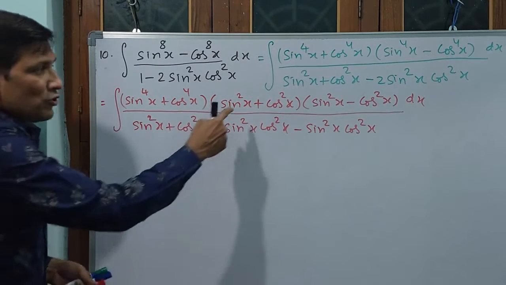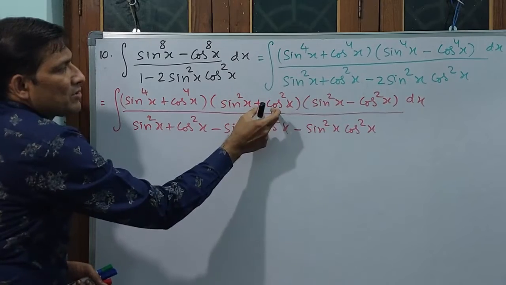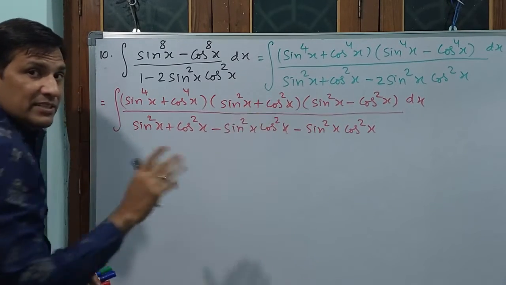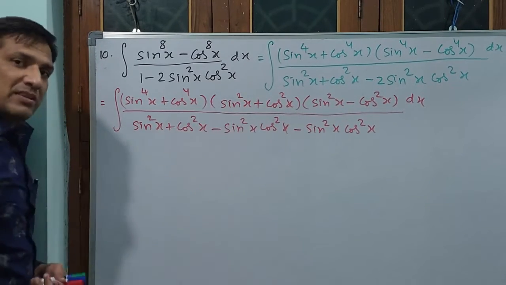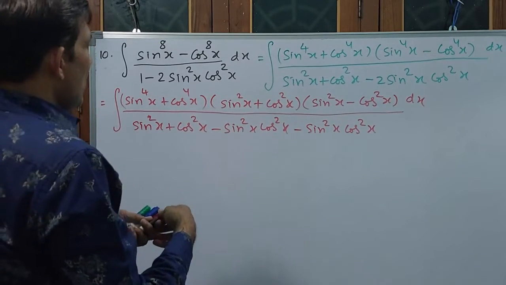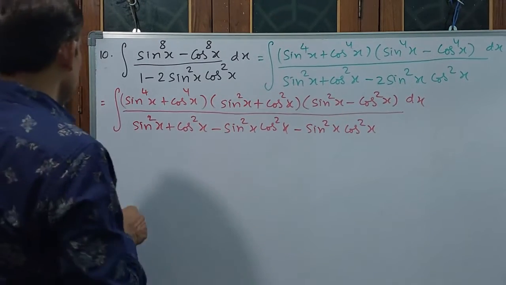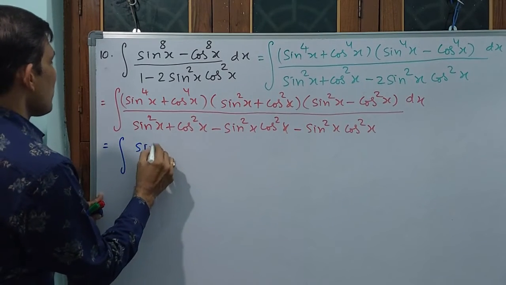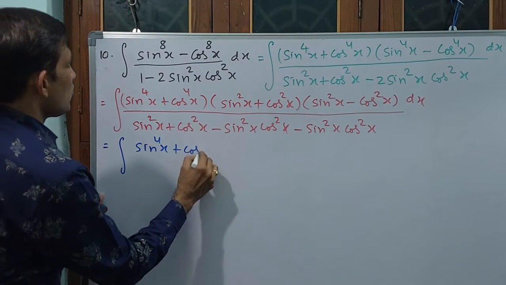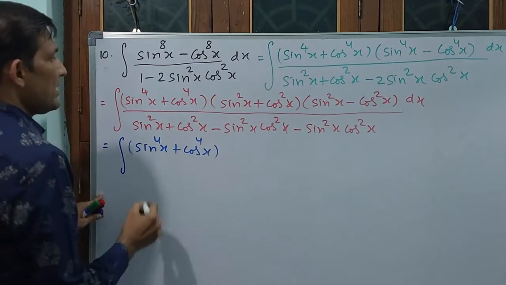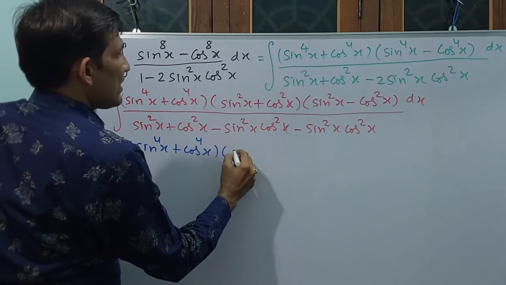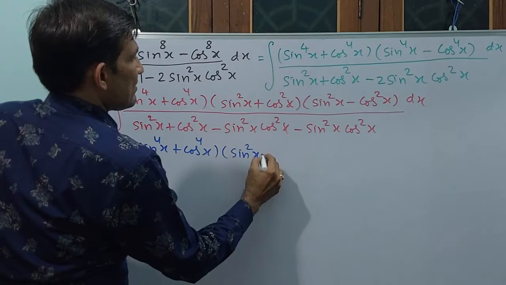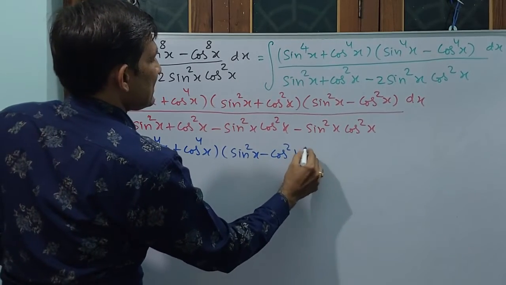Now you see, in the numerator only this and this will come. This will not come. Why? Because sin square x plus cos square x is equal to 1, and 1 into something is the same. See how we are going to change under this. That is equal to integral of sin to the power of 4x plus cos to the power of 4x will be like this only, into sin square x minus cos square x.